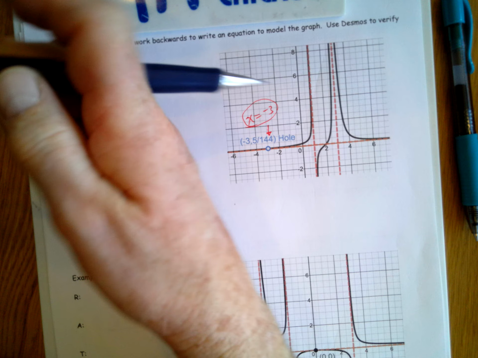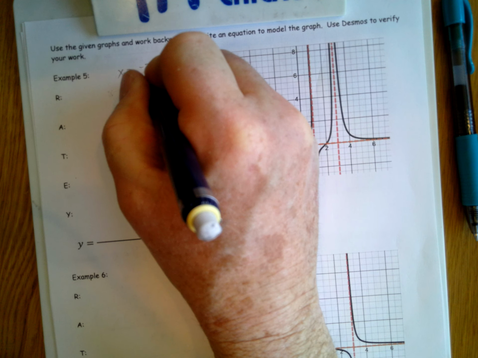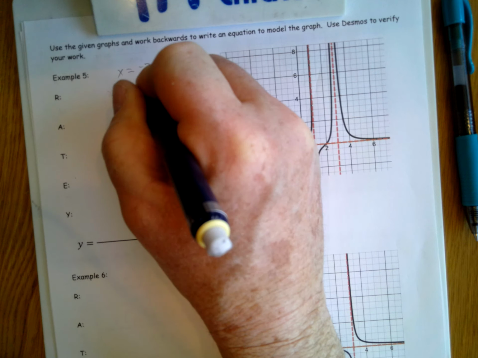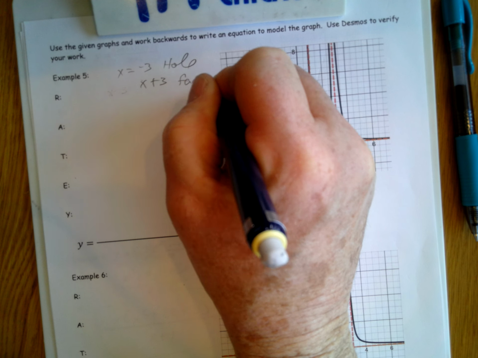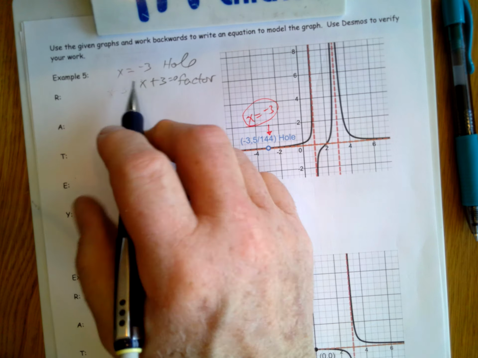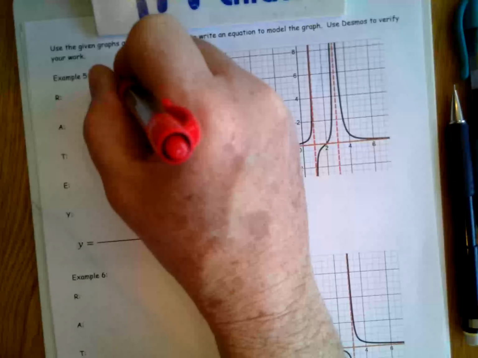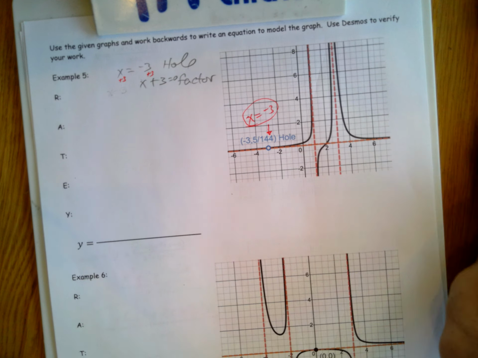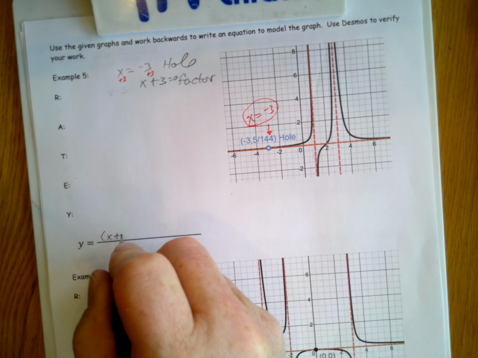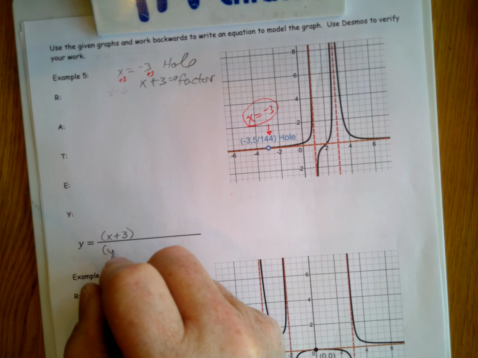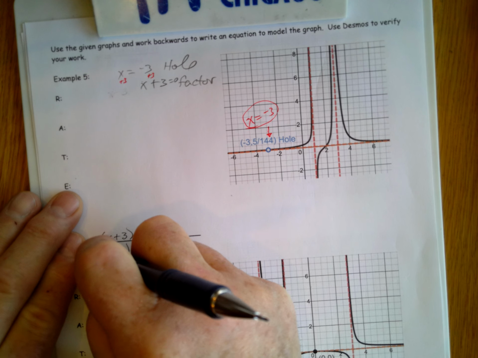If I know that x equals -3 is a hole, then x plus 3 is the factor. How'd I get that? I just worked backwards. I added 3 to both sides. And I know you did stuff like this in Algebra 2 last year. So you add 3 to both sides, you get x plus 3. I think I'm okay right here. Okay? X plus 3.